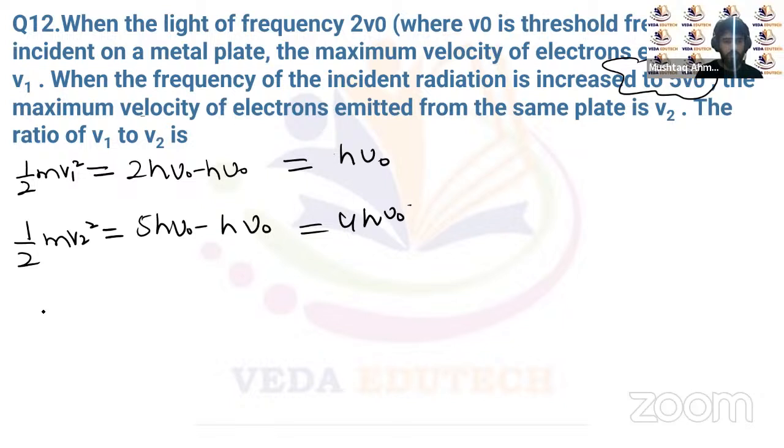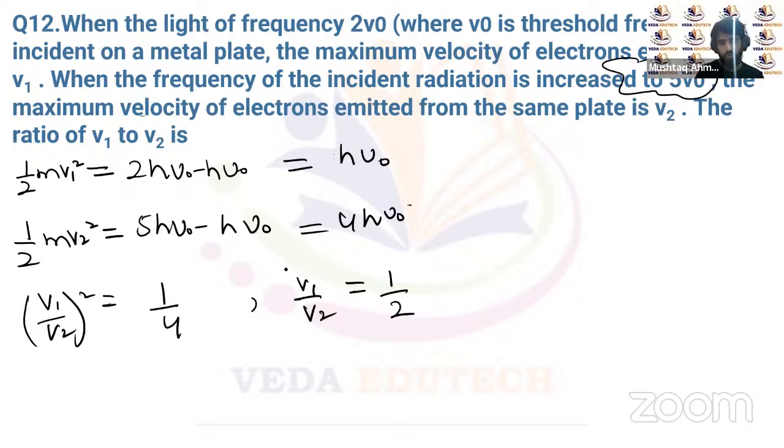Now we can just divide these two equations. It will be v1 by v2 whole square, which will be equal to 1 upon 4. Or from here, v1 over v2 will be 1 ratio 2. So this will be the answer: 1 ratio 2 will be the v1 ratio v2.